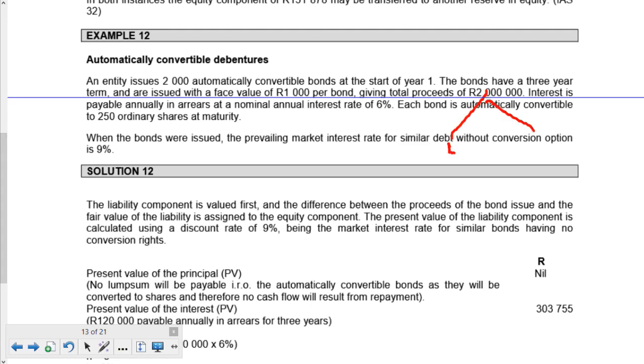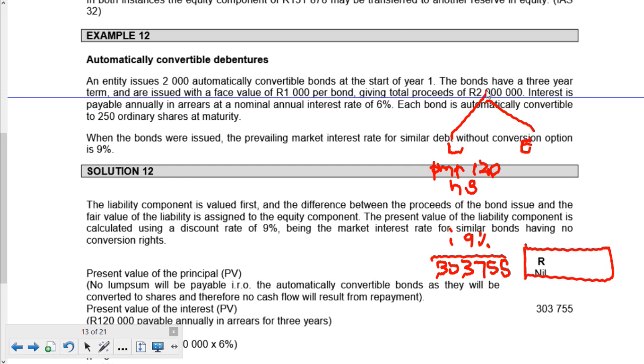So when I'm doing the liability, I'm just going to have a payment of 120 for 3 years at an I of 9. And when I PV that, then I get this 303,755. And then the balancing figure, the bigger number, becomes your equity number. And then I amort this 303. And this 303 needs to disappear completely, isn't it? Because look, my future value is null. FV, null.